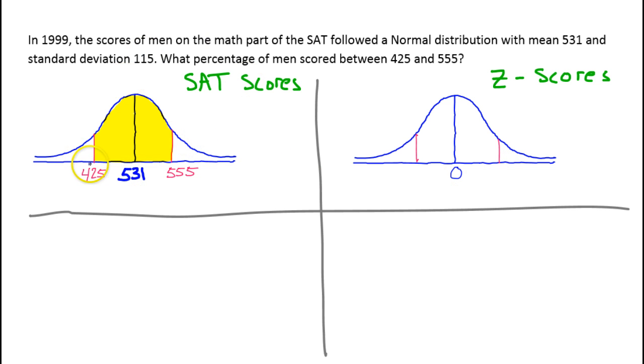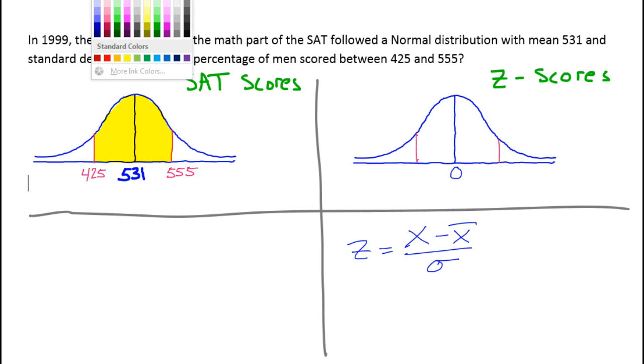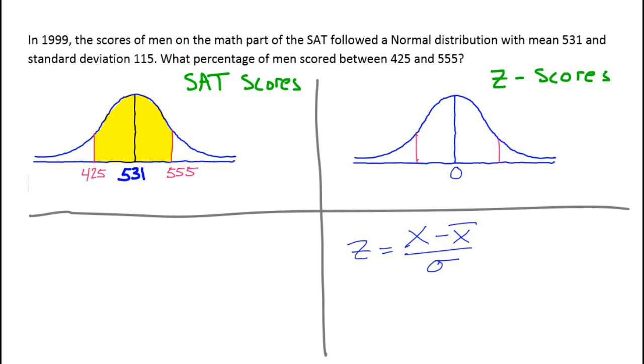So how do we translate regular values into z-scores? You have the following formula. To find a z-score, you take whatever value you have, you subtract the mean, and you divide by the standard deviation. So I'm about to do that twice. First with the 425. When I find this first z-score, I'll call it z1. I'm going to do 425, that's my value, minus the mean, which is 531, divided by the standard deviation, which is 115.